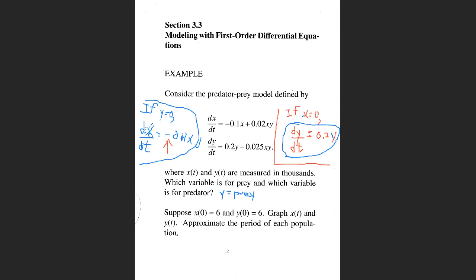And what we want to do in this problem is graph these two. Obviously, there's an interdependency between prey and predator. So how would we graph these two solution curves? We would use MATLAB. Let me show you real quick how to use MATLAB.